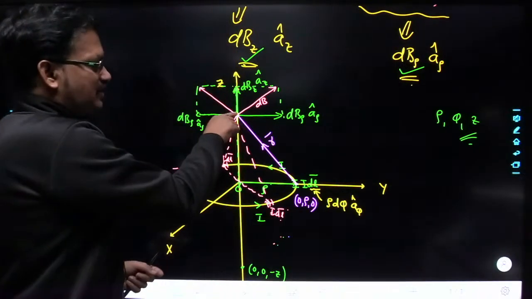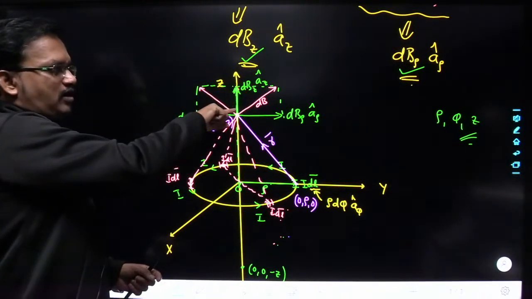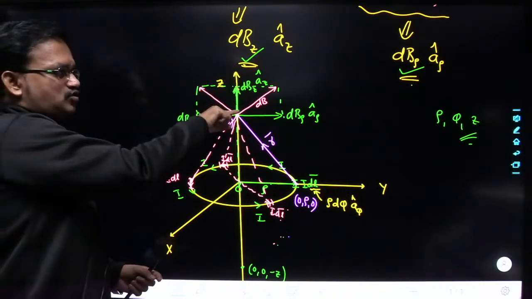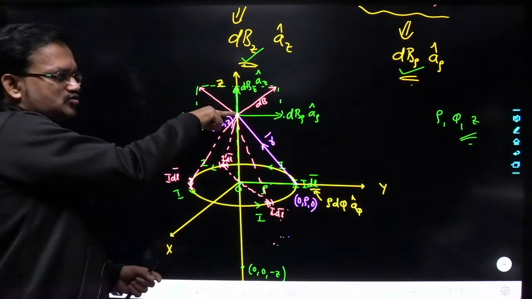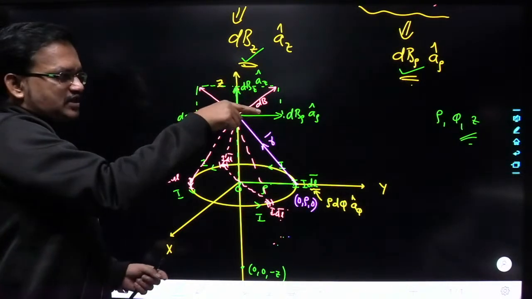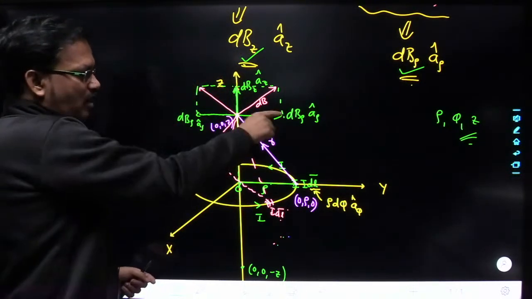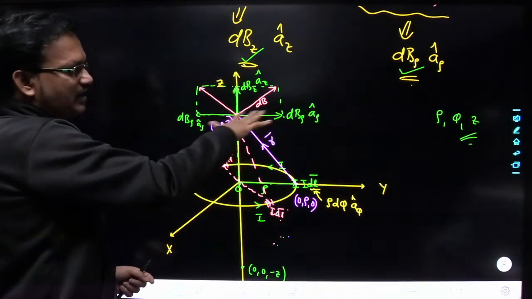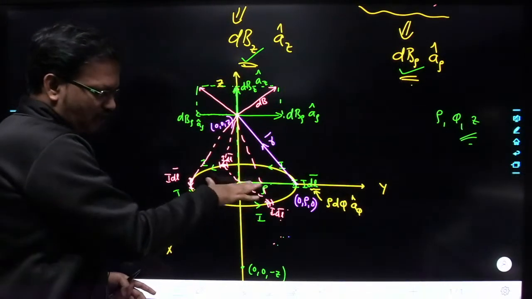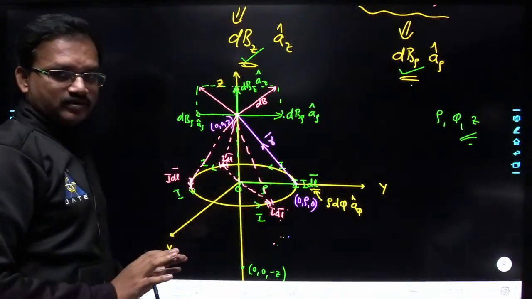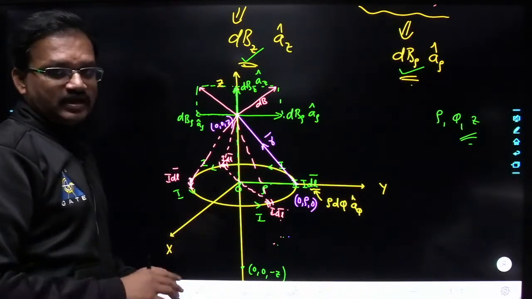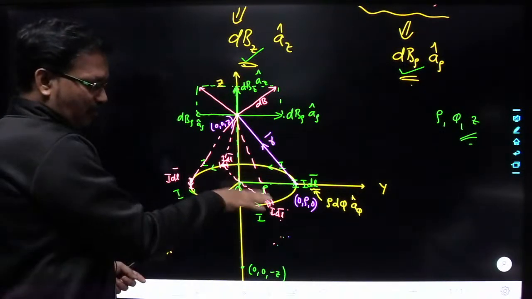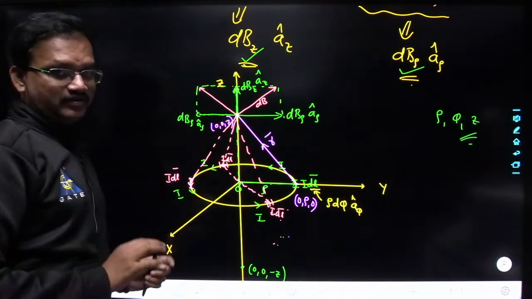See, if I consider somewhere here in space, it is going to have the components like this. If the B field is like this here, then it is going to have a rho component as well as a Z component. The rho component is always parallel to the XY plane. Yes or no? Okay, so the components that are parallel to the XY plane will get cancelled and the components that are perpendicular to the XY plane will get added up.